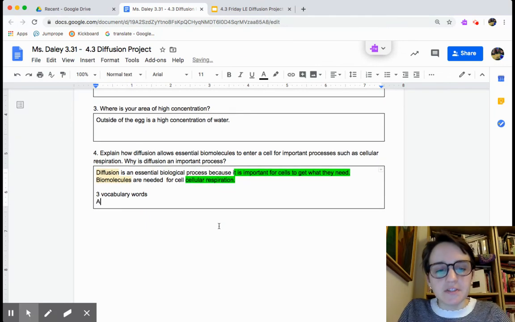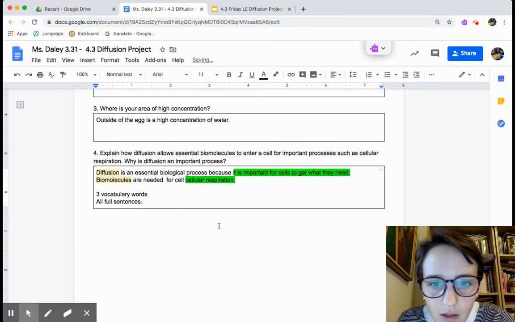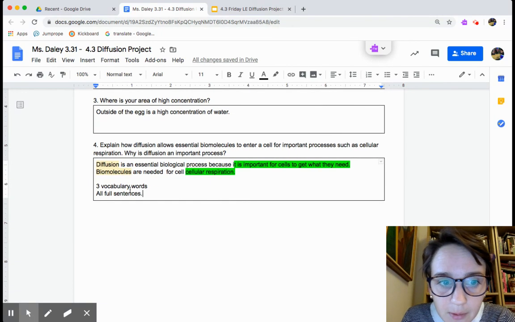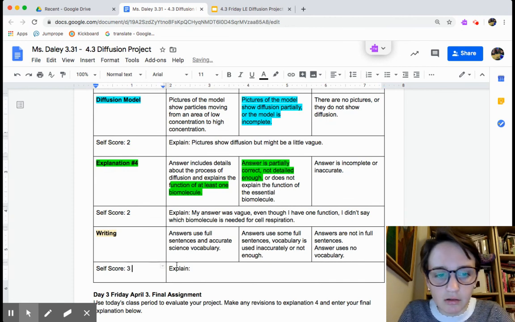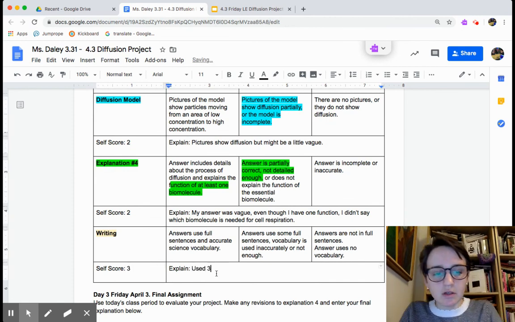And they're all in full sentences. Okay, so all full sentences. That seems good to me. I have 3 vocabulary words and I have all full sentences. I'm going to give myself a 3 there. I'm going to say used 3 vocabulary words and wrote in all full sentences.